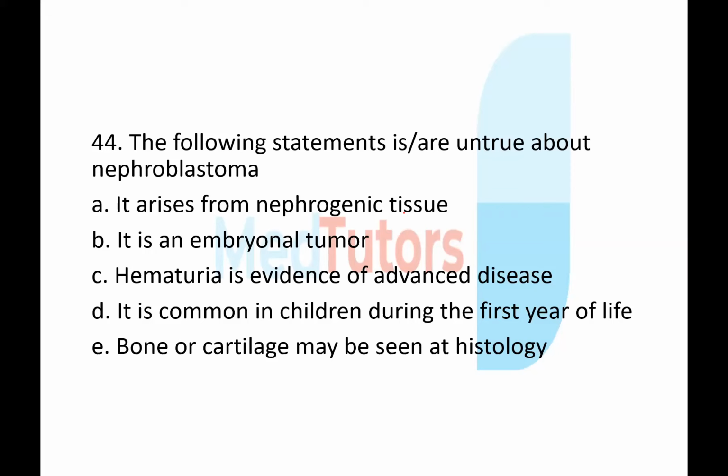Hematuria is an evidence of advanced disease. That is correct. It is common in children during first year of life. That is also correct. Bone and cartilage may be seen in the histology. Yes, it's true, because it's teratomatous in origin. So it's not nephrogenic.